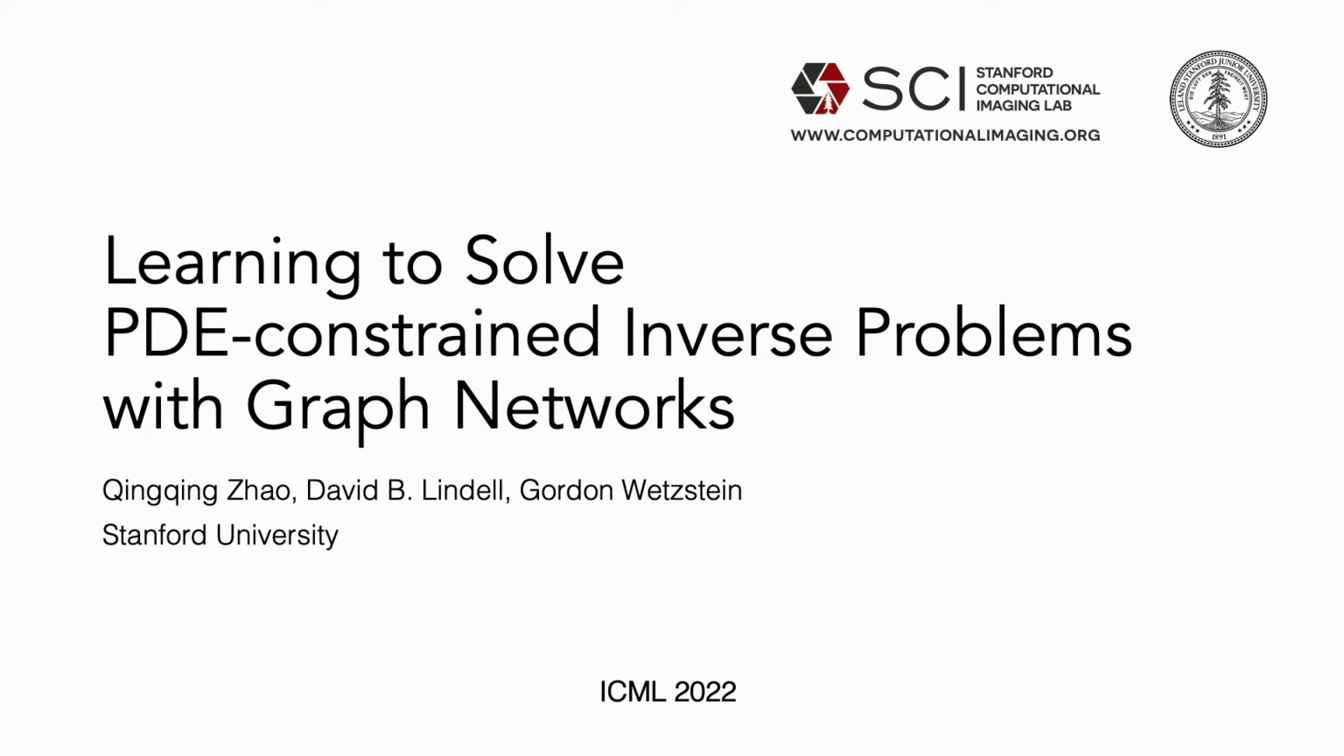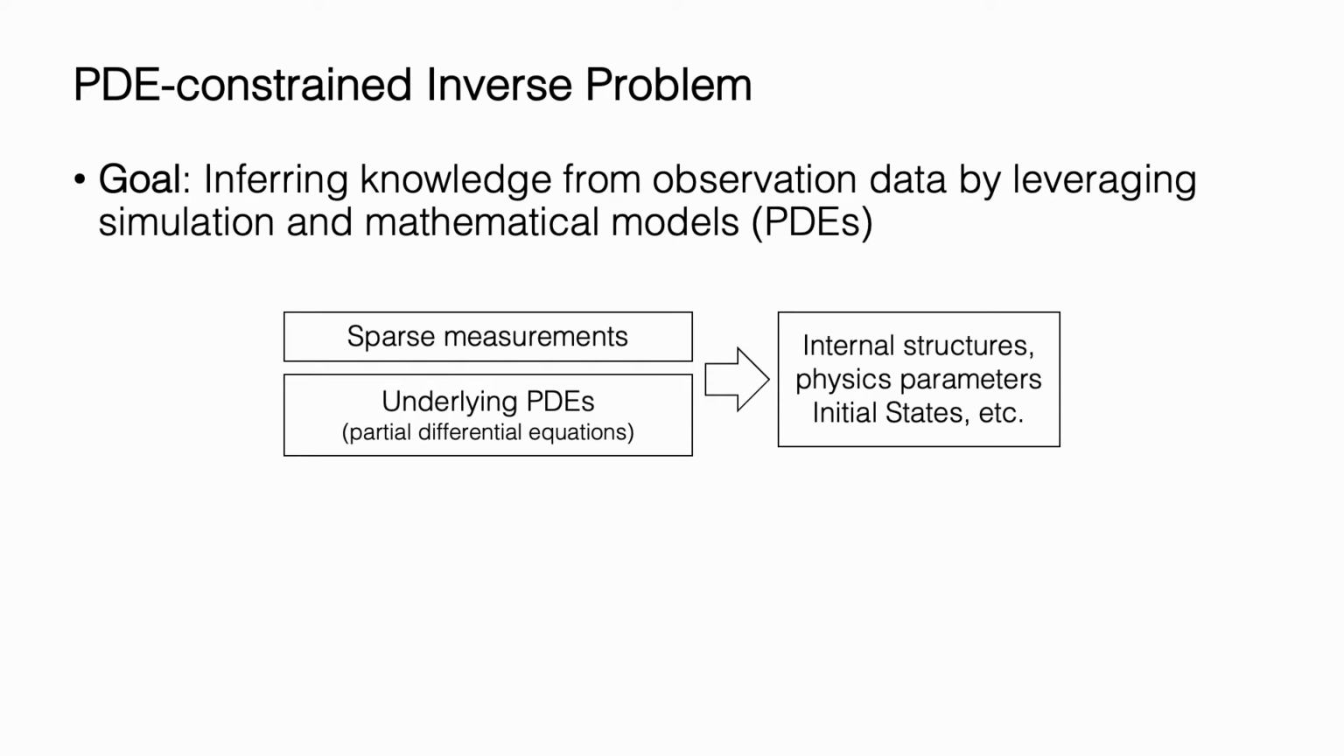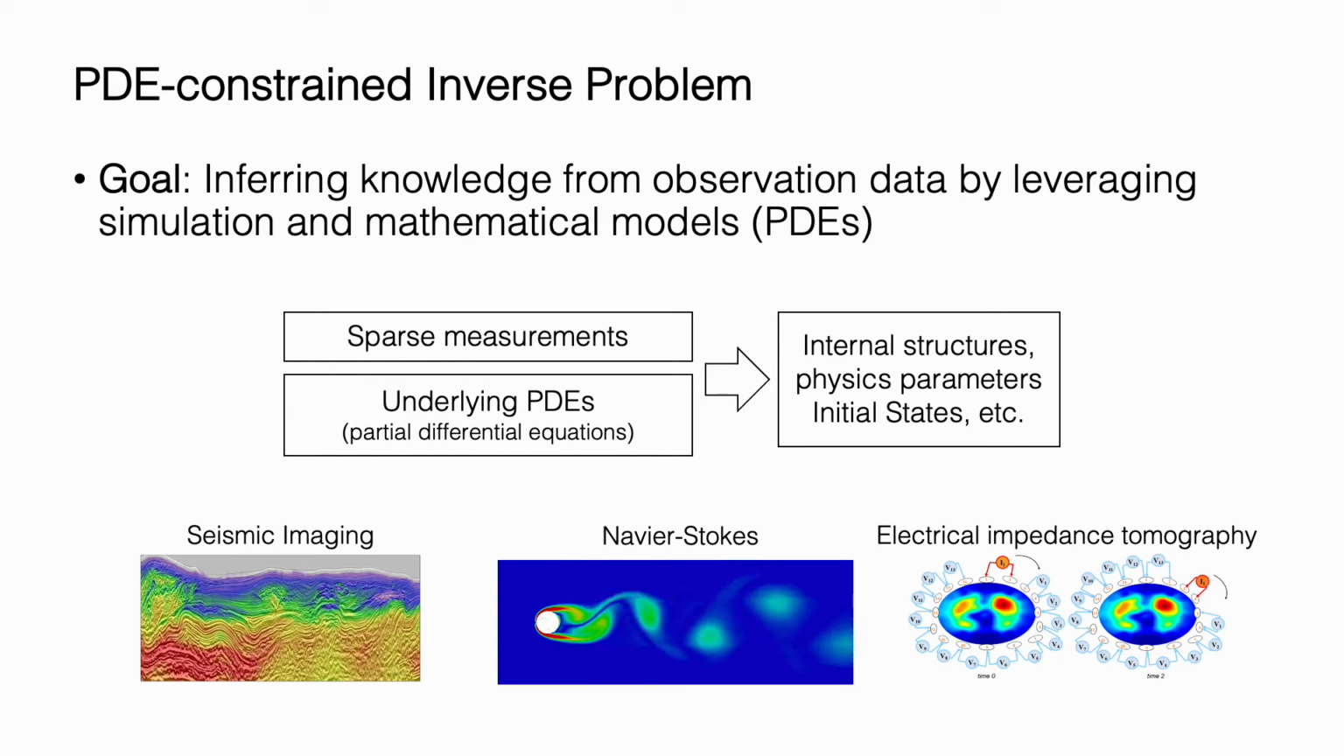In this work, we present a novel approach to solve PDE-constrained inverse problems using graph neural networks and generative priors. PDE-constrained inverse problems aim to infer knowledge from observation data by leveraging simulation and mathematical models. Given sparse measurements and the underlying PDEs, we want to extract unknown physics parameters. Such problems appear in many application domains across science and engineering.